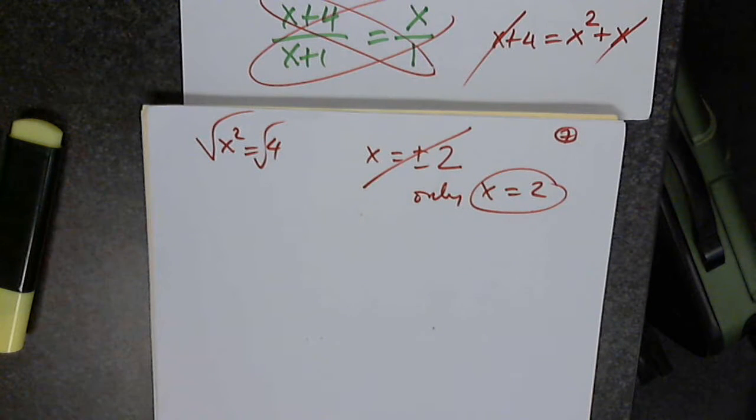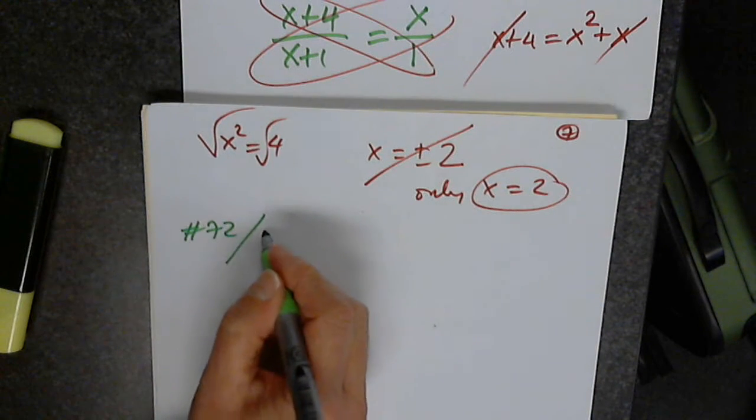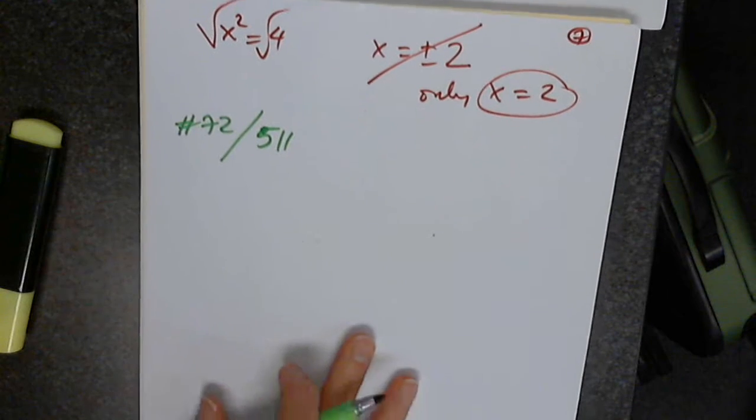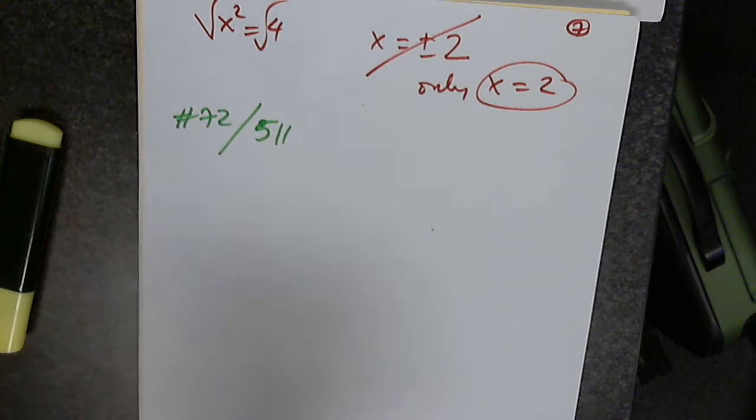Okay, we talked about domain. We talked about condensing and expanding. Do you think we need another exponential equation? Yes? Okay, the most difficult one is 72. It's not difficult, but I say that because it has many steps.